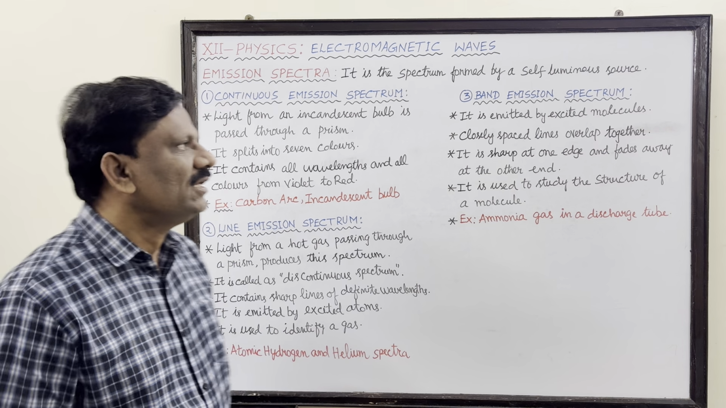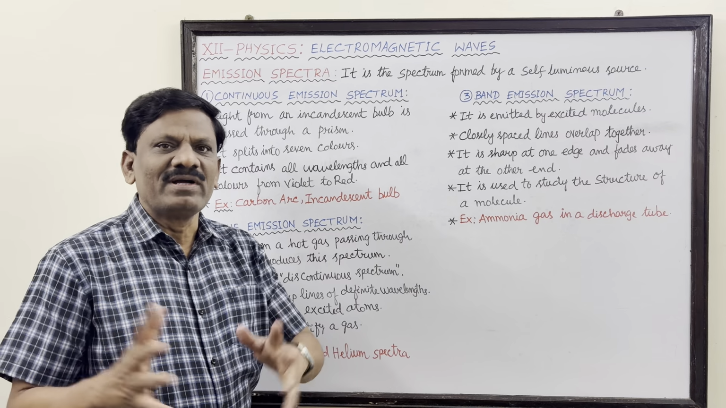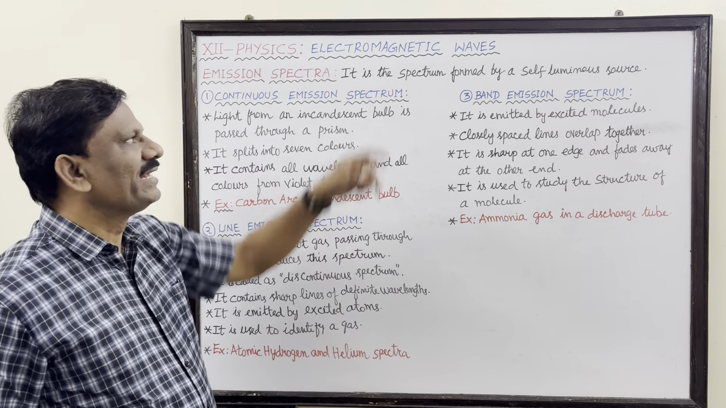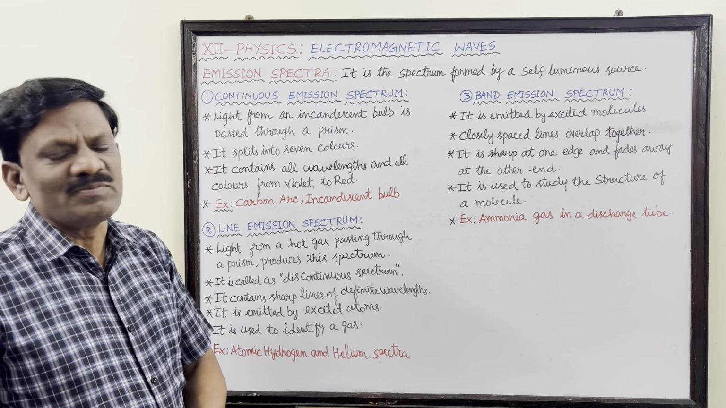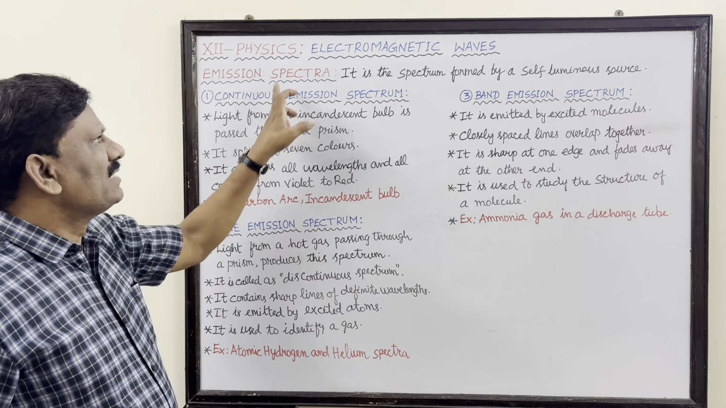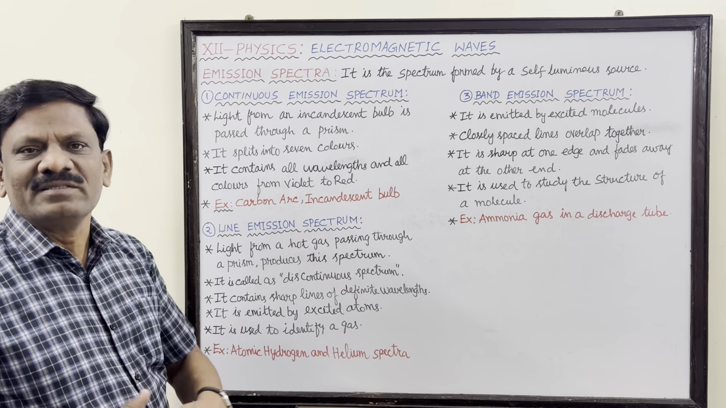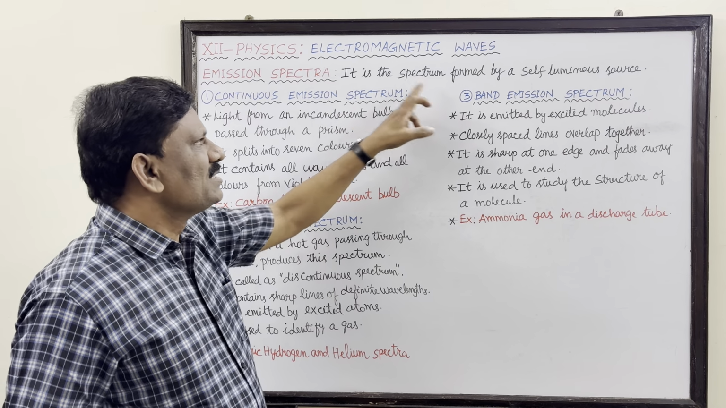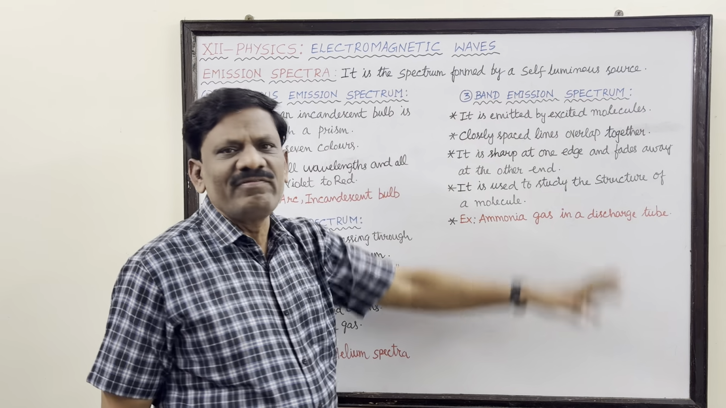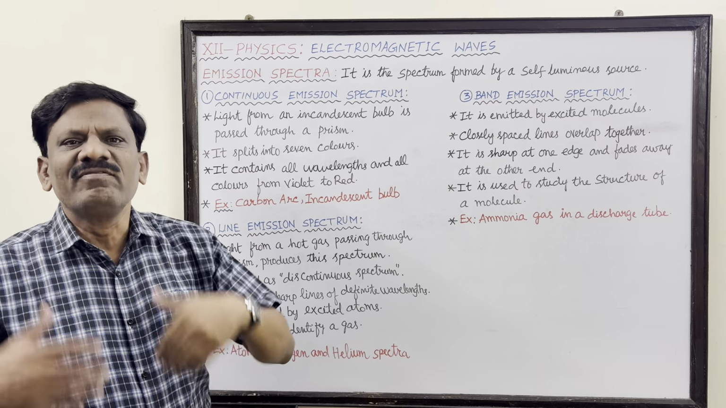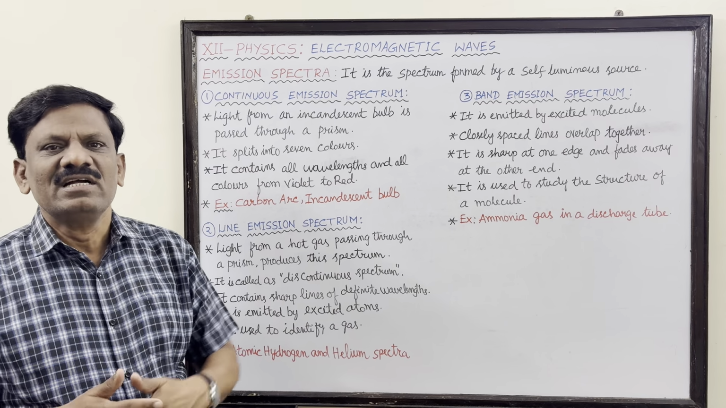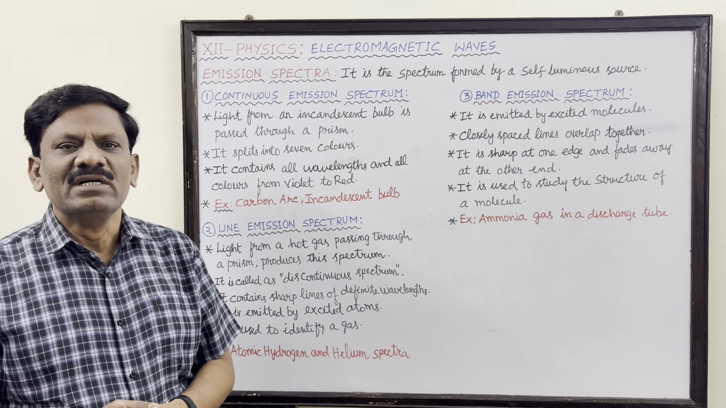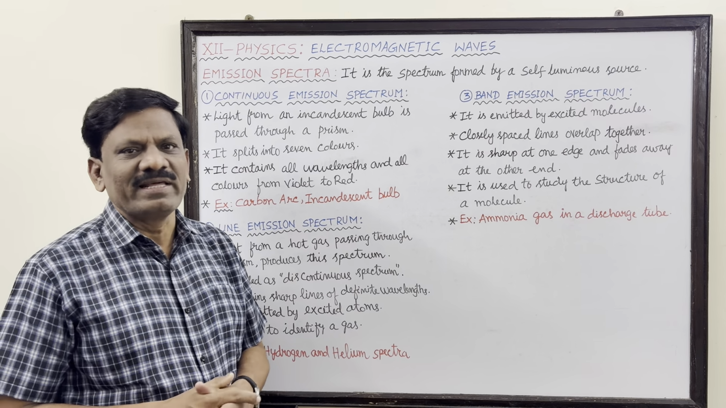Hi students, today we are going to discuss a very important 5-mark question in the chapter Electromagnetic Waves. Explain emission spectra. First, what is meant by emission spectrum? It is the spectrum formed by a self-luminous source. Self-luminous, which emits its own light, like the sun, the stars, the fluorescent tube and the incandescent bulb.